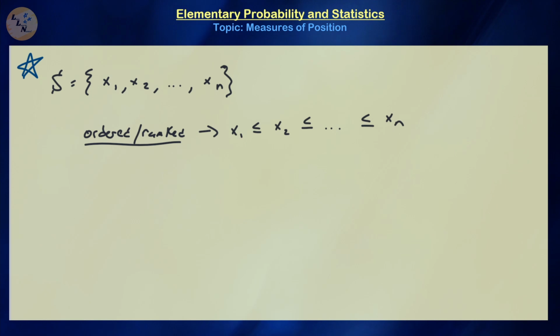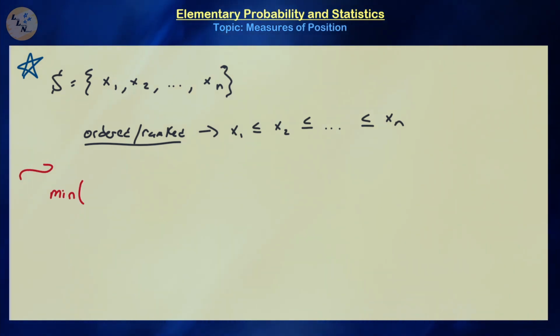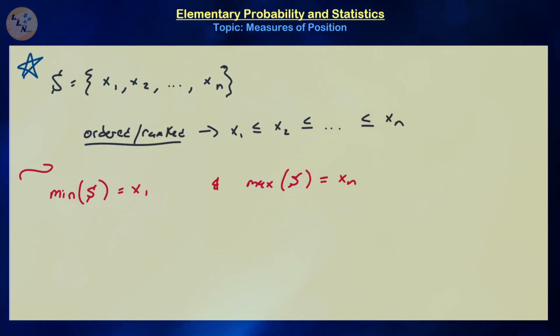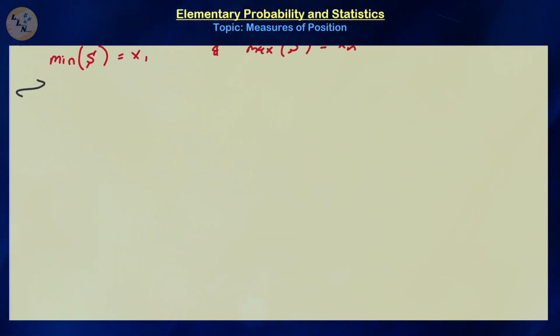So the easiest measures of position that we can define are the minimum of S, which is going to be equal to x1, and the maximum element of S, which is going to be equal to xn. Of course we probably already know these particular measures of position, but we're going to be using these in quite a few calculations for a couple other measures as well. But the first measure of position that's a little different than these two is what we call percentiles.